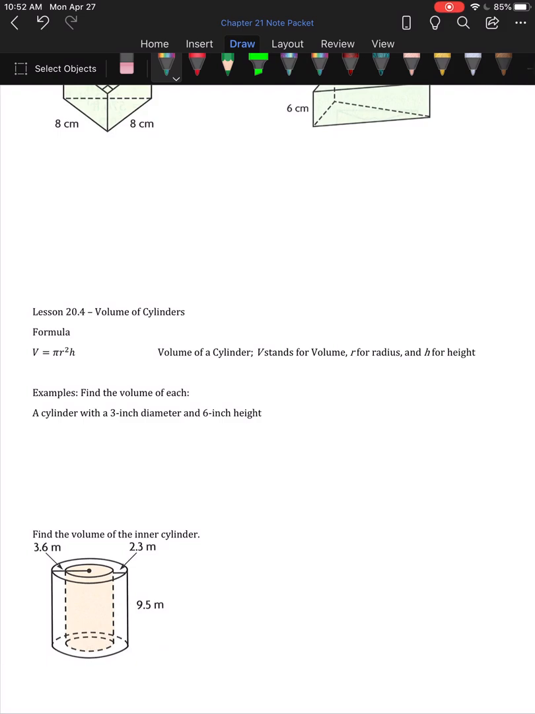On my cheat sheet, I've got 4 steps. Step 1, find the radius. Step 2, square the radius. Step 3, multiply by 3.14. Step 4, multiply by the height.